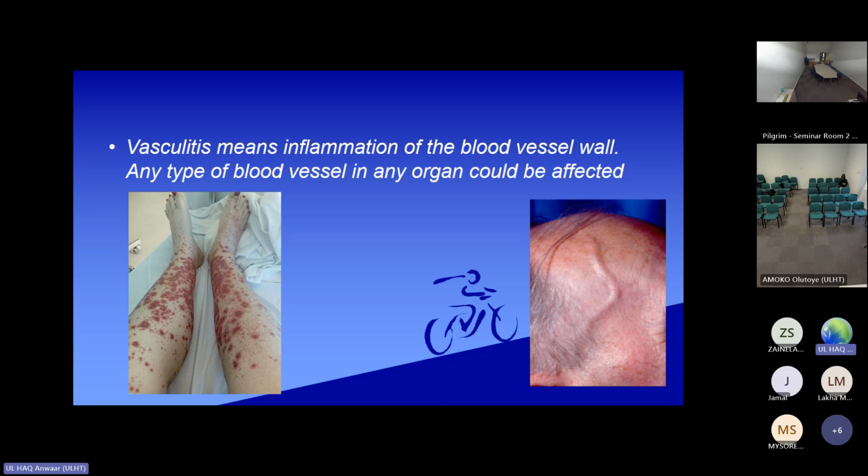So this is basically vasculitis. In any kind of vasculitis, mainly there are two things going on. Either there is a formation of thrombus that leads to infarction, or there is a rupture of blood vessels that leads to hemorrhage.